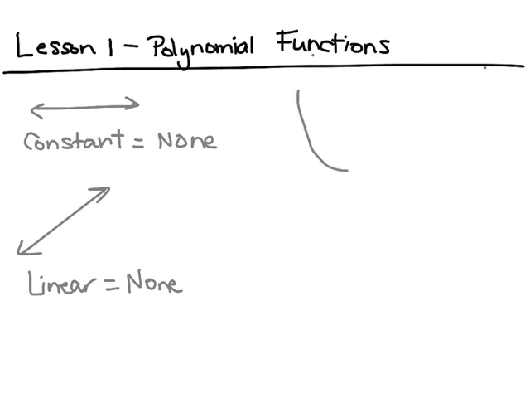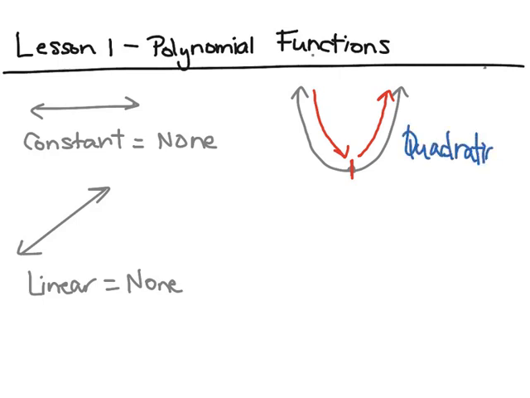A parabola, regardless of if it goes up or if it goes down, is going to start going down, and then at the vertex it flips, and then it starts going up. So right here is a turning point. So a quadratic has one turning point.